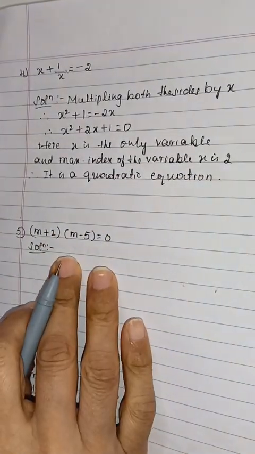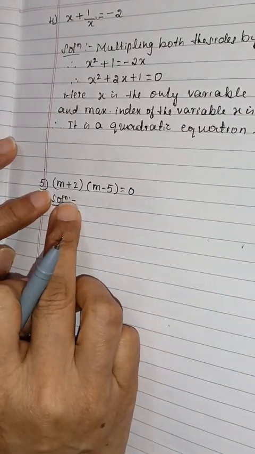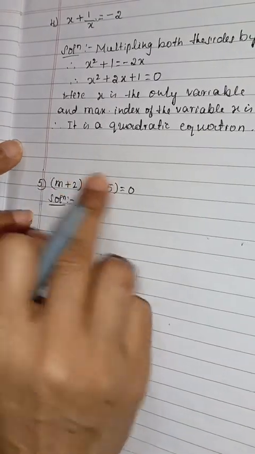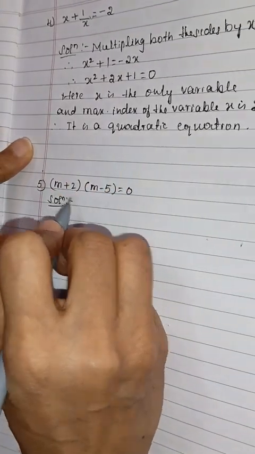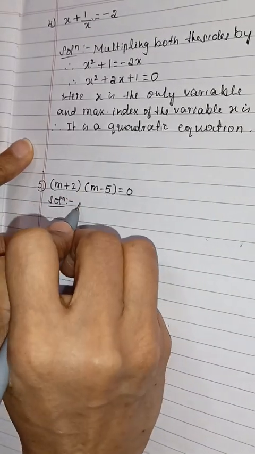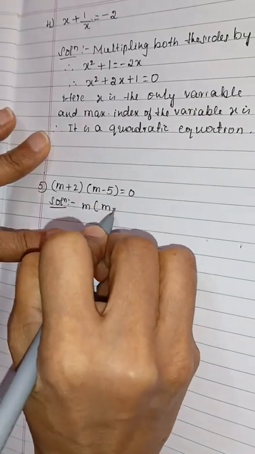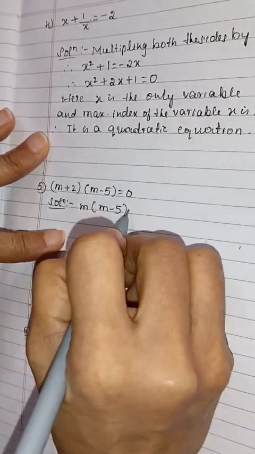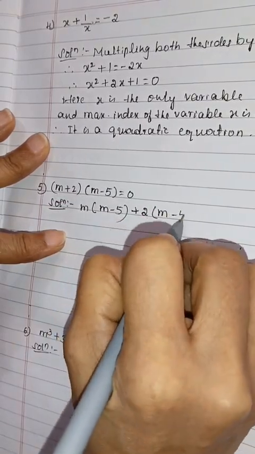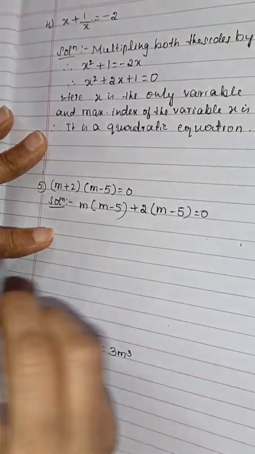Okay, quadratic equation. Fifth one is (m + 2)(m - 5) = 0. So you have to multiply in this way: m multiplied by (m - 5), then plus 2 into (m - 5), equal to 0.